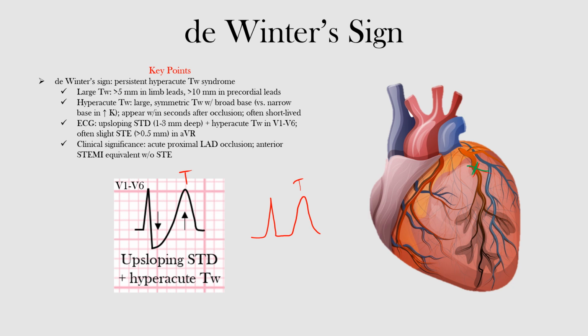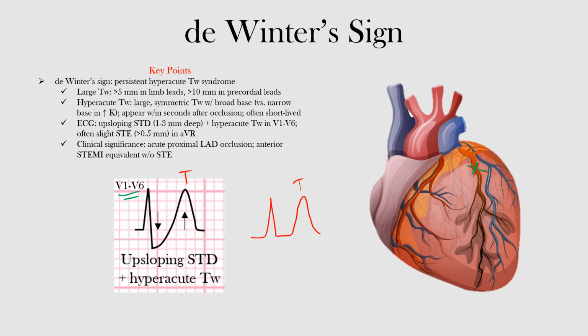These hyperacute T waves are accompanied by ST depression with upsloping ST segment, and they are 1 to 3 millimeters deep of the ST depression, and we want to see them in the precordial leads V1 through V6. You may also see slight ST elevation of greater than 0.5 millimeters in AVR. Okay, so let's look at that associated ST depression.